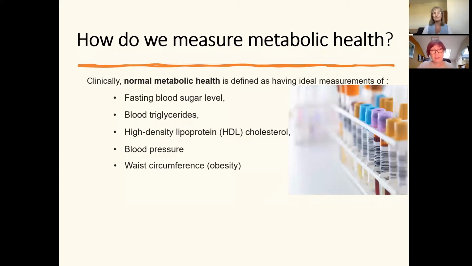The final measure for metabolic health is your waist circumference, because this is an indication of whether you're carrying too much fat around your abdomen or not. Ideally, your waist measurement should be no more than half your height. Okay, that's a rule of thumb.